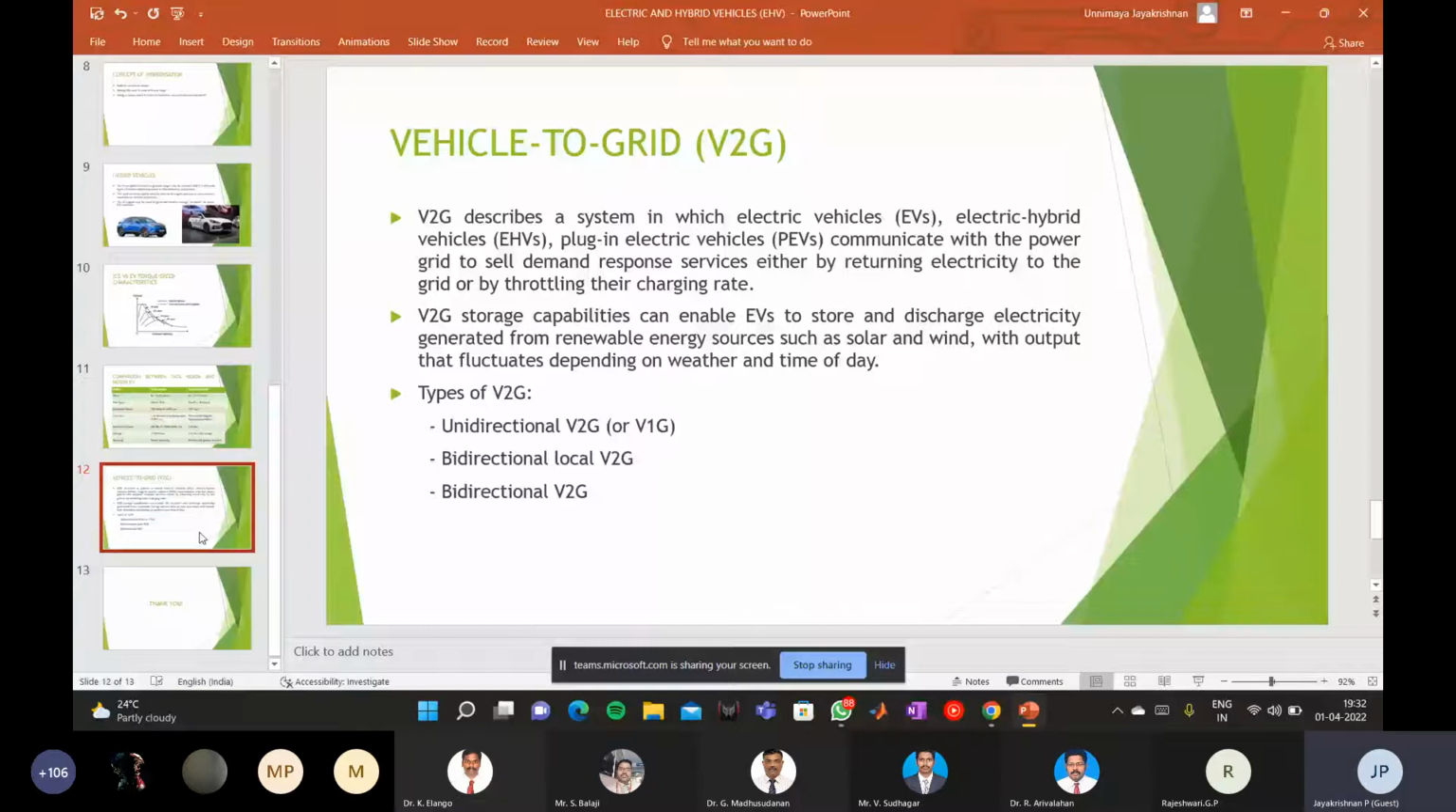Madikeri is hilly terrain. Going from Kasaragod, there is almost 30 kilometers of very mountainous terrain, and we have to run the vehicle up the hill for these 30 kilometers. And while coming down the hill, we can save the energy.